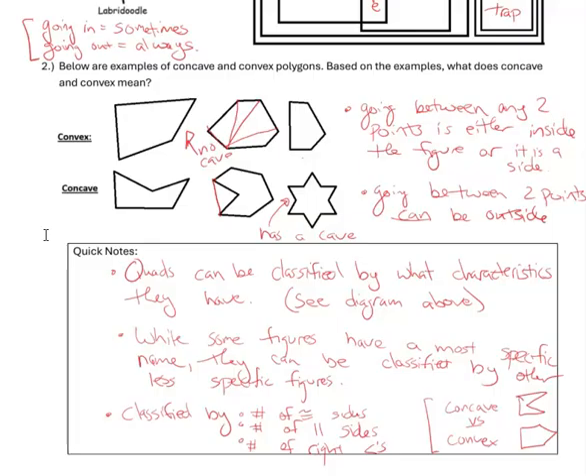The better way is saying between any 2 points, the line segment that's created cannot fall outside if it is convex, and it can fall outside if it's concave. As you guys can see, there are 2 points where the line segment would fall outside. It wouldn't be on the side of the figure, and it would not be inside the figure. So it falls outside, and that one would be called concave.